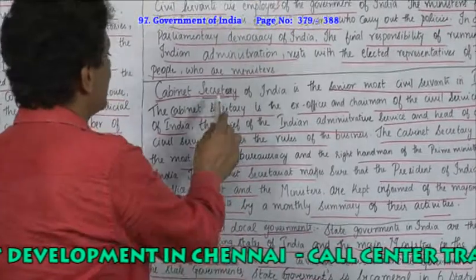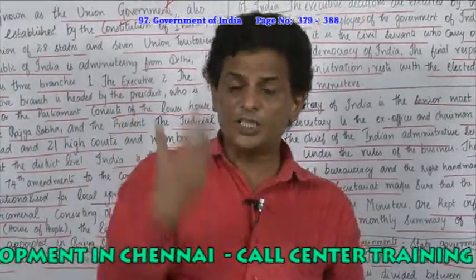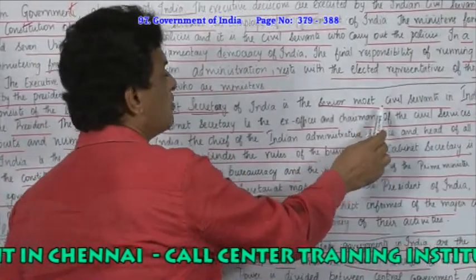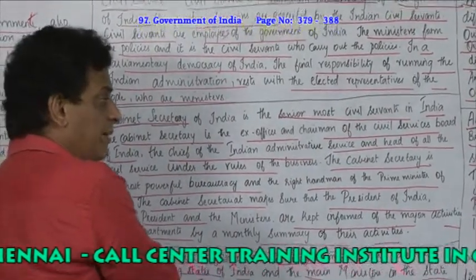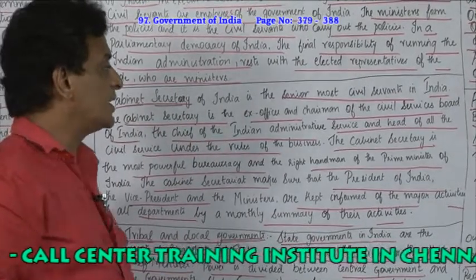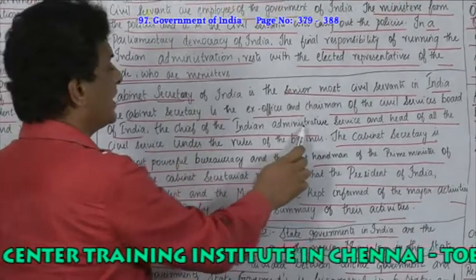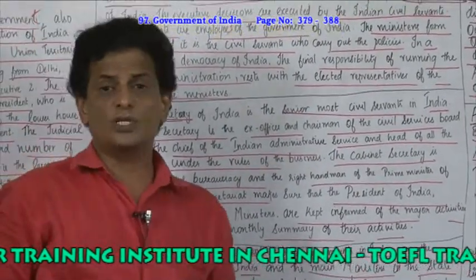So, cabinet secretary. Who is the cabinet secretary? See, all the IAS, IPS officers are there. The chief secretary is called the cabinet secretary of India, the senior most civil servant in India. The cabinet secretary is the ex-officio chairman of the Civil Services Board of India. So, he also becomes the chairman of the Civil Services Board of India, and head of the Indian Administrative Service and all the civil services under the rules of business. So, he is the head.